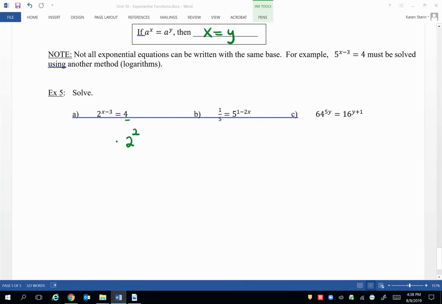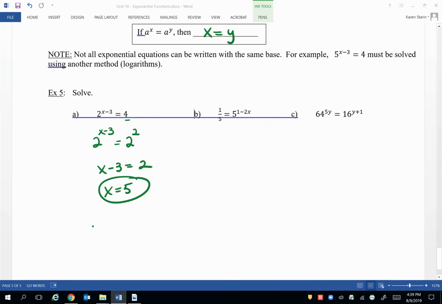I hope so. Now, just bringing down the left-hand side of the equation, I have base 2 to an exponent that happens to be an expression in x equals base 2 to an exponent. So therefore, if base 2 to something equals base 2 to something else, those two things have to be equal. I just have to solve x minus 3 equals 2. So x equals 5 is the solution.